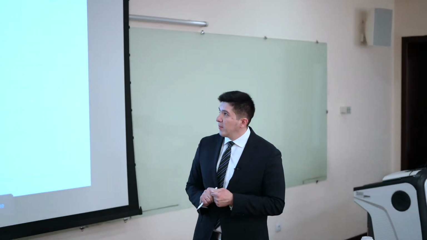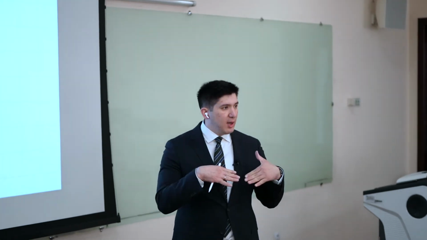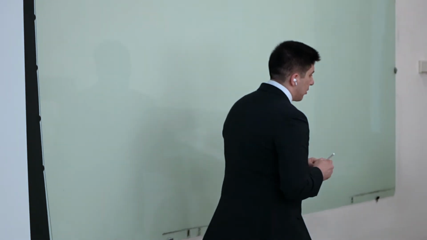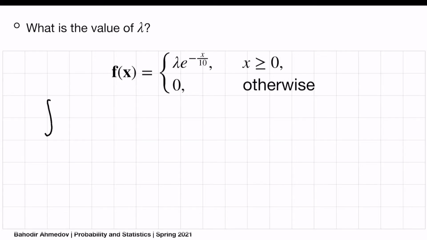So we need to choose the lambda in a way that the total area under the density function should be equal to 1. Okay? Cool. So let's find the integration of this function from 0 to infinity, of f of x, which is lambda times e to the power of minus x divided by 10 dx. Okay? So since lambda is a constant, I can take this out from the brackets.